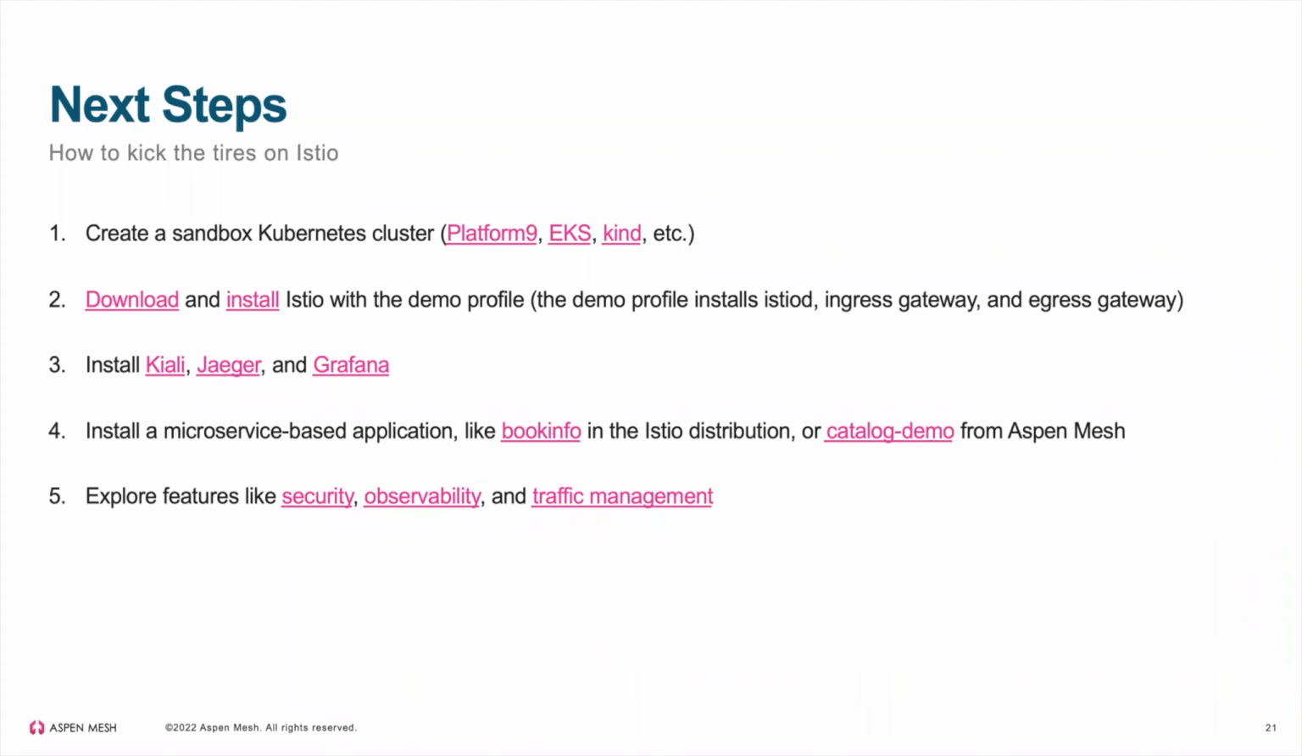I think the key ones that everyone wants to get started with are, how do I secure my mesh? How do I get observability in my mesh? And then how do I do advanced traffic management? There are a lot of good examples in the documentation to be able to do that.